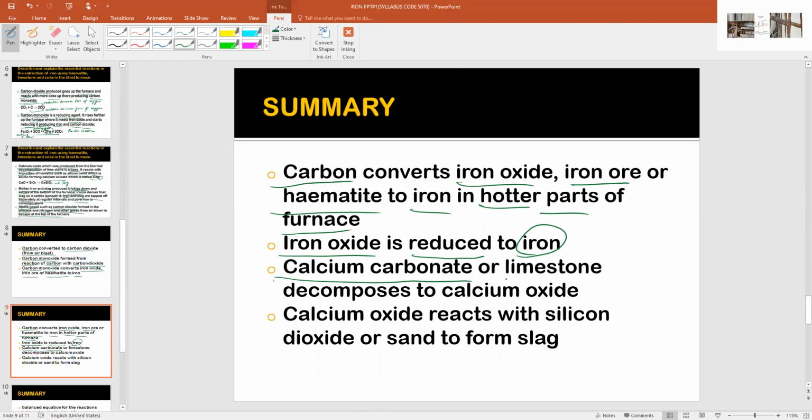Calcium carbonate or limestone decomposes to calcium oxide. Calcium oxide acts as a base because it reacts with silicon dioxide or sand to form slag.